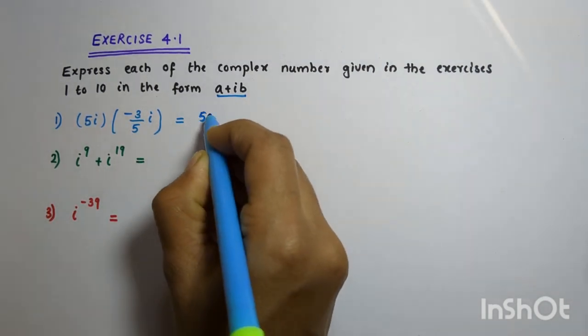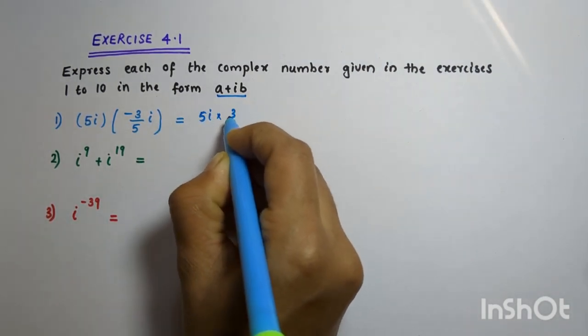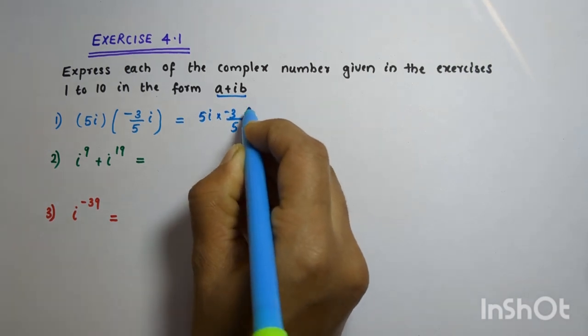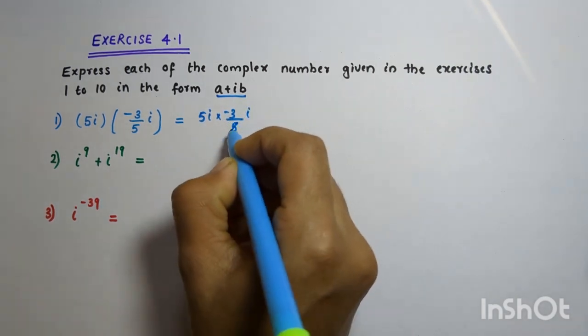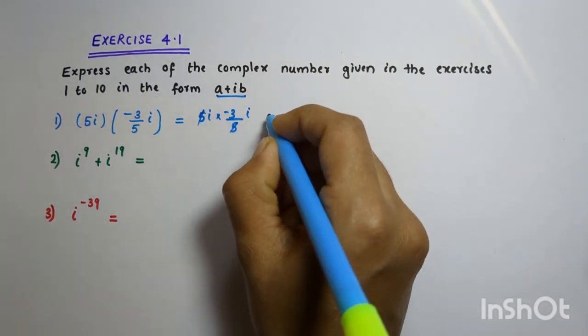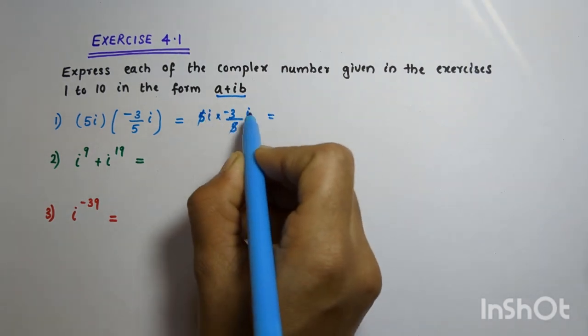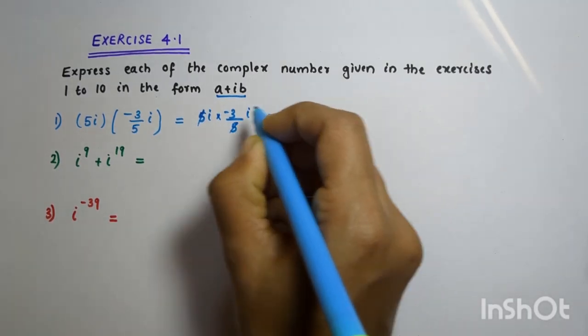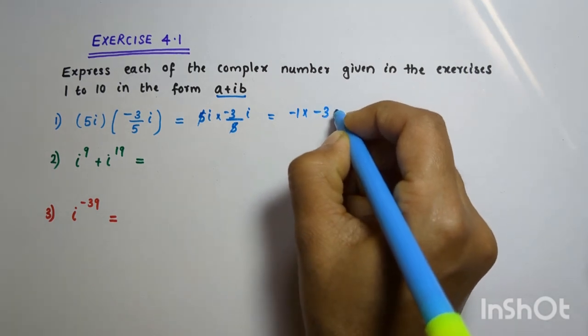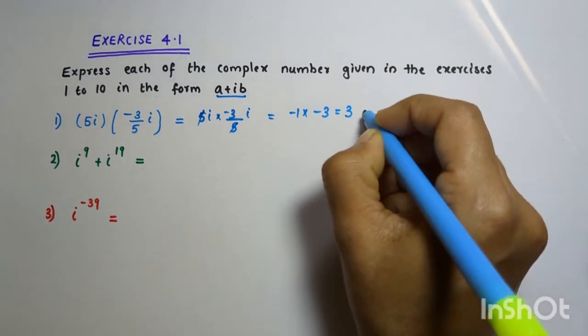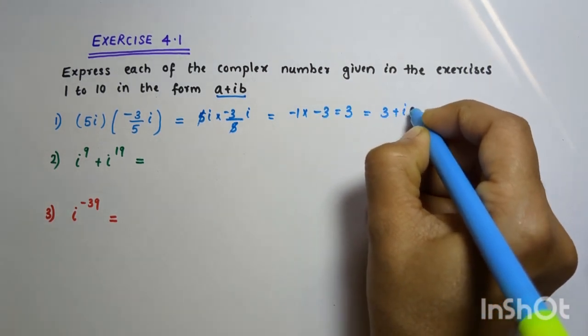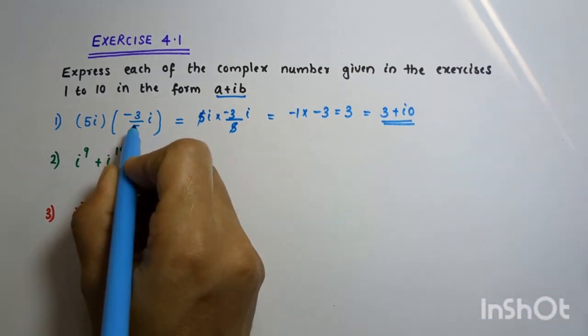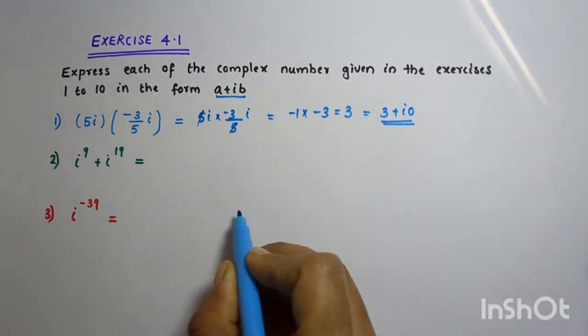So this is 5i into minus 3 by 5 into i. Okay, this 5 and this 5 can be cancelled. This is equal to i into i square. i square is minus 1. So minus 1 into minus 3, which is equal to 3. So that can be written as 3 plus i0. Okay, so we express this in the form a plus ib.